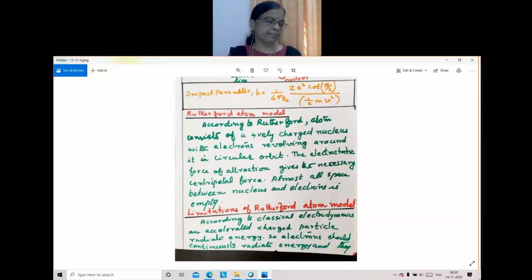In an atom, what is at the center of the atom? Sri Lakshmi, what can you see at the center of the atom?